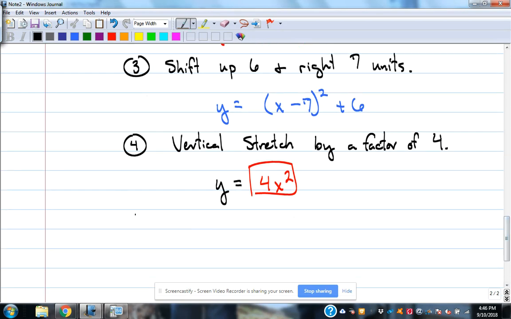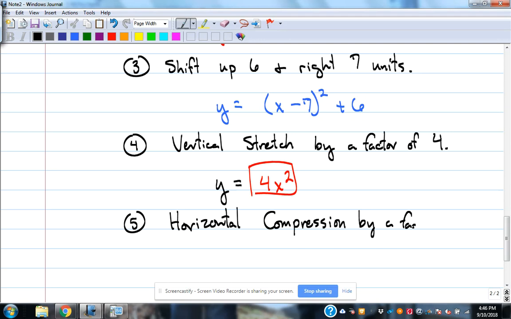The difference would be if you had a horizontal stretch, or let's do a horizontal compression. More similar thing by a factor of 4. A horizontal compression would be you multiply on the inside.